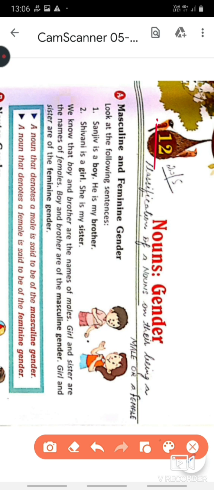The chapter of the day is nouns, gender. Gender actually refers to classification of nouns on their being male or female. You all must have done the topic Ling Badlo in Hindi. It is the same as what we call gender in English. However, in English there are 4 kinds of gender: masculine, feminine, neuter and common. We will take up these genders one by one.